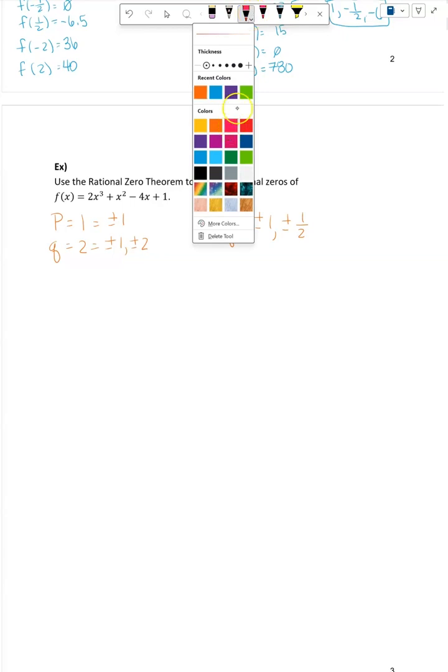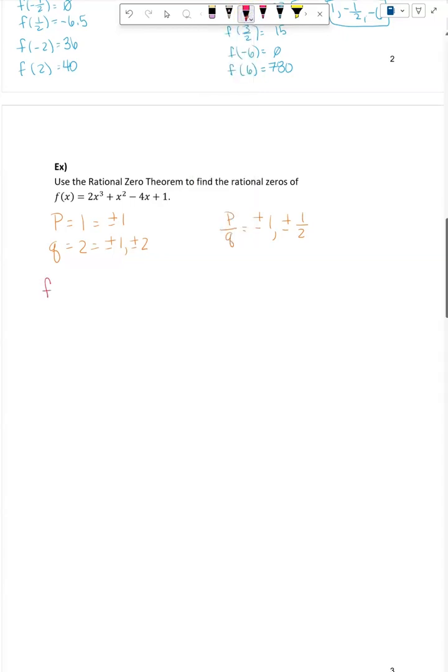So then we can plug those in. So we're going to have f(-1), f(1), f(-1/2), and f(1/2). And again, I programmed these into my calculator. So I programmed -1, store X, and then I put my function into my calculator and then hit enter, and I got 4.